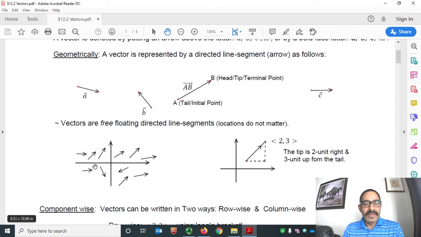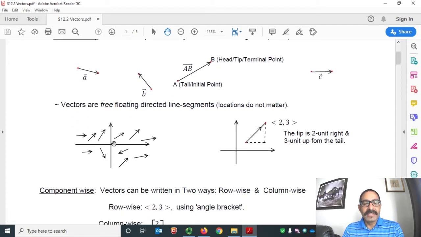In the first diagram here, these are vectors in 2 dimensions. In the second diagram, let's say one vector, which is this vector here, has components 2 and 3. Then this means the tip is 2 units right from the tail and 3 units up.